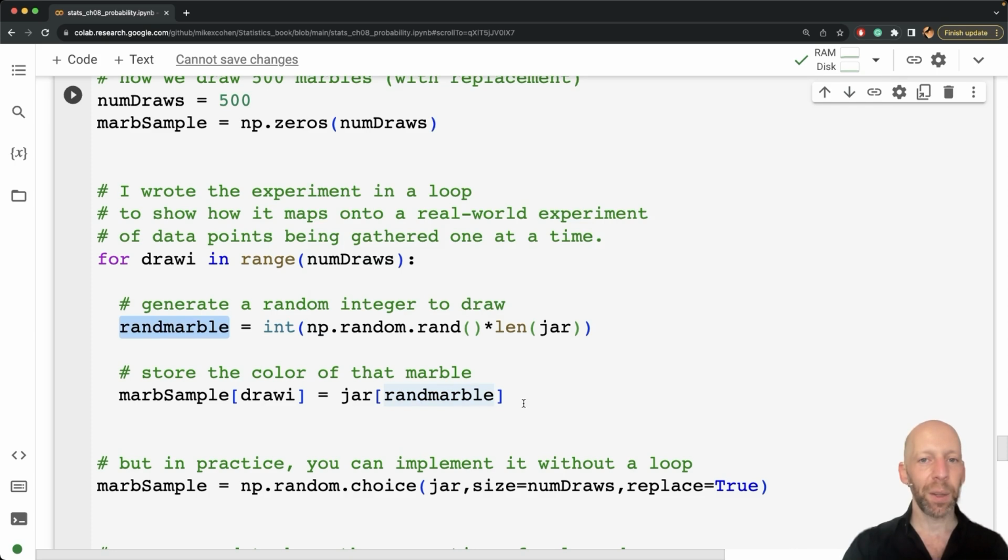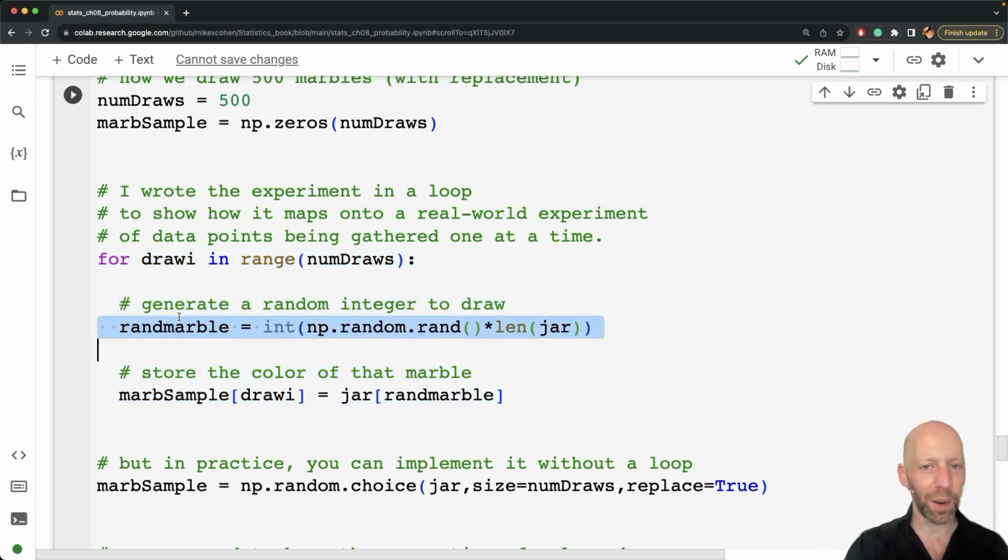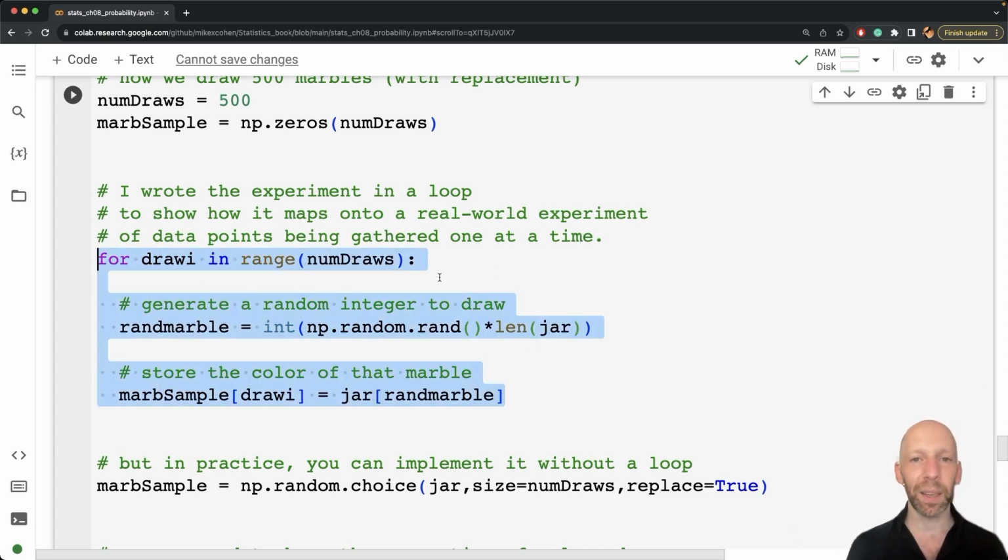Okay, now this is not necessarily the best way, or the most computationally efficient way, to code this experiment, but I like this code, especially for educational purposes, because this is kind of how you would do it in the real world, right? In the real world, if you're doing this experiment, you have something like a for loop in your head where you keep randomly reaching into the jar and then recording the color of that marble. And then you go to the next iteration of the for loop. Okay, so I hope this is extremely clear how this maps onto the experiment that we want to run.